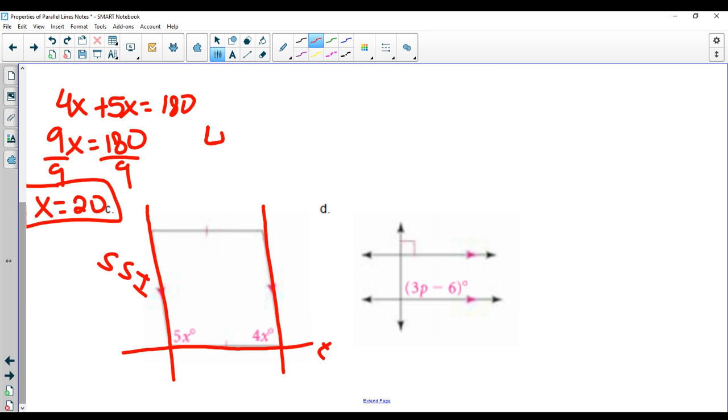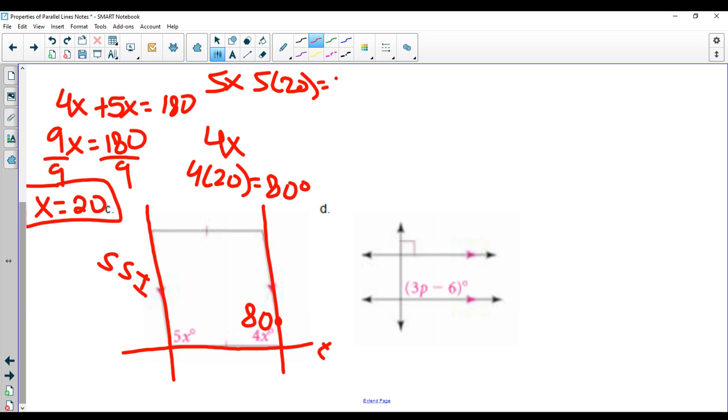Now we're going to plug it in. So 4x is going to be 4 times 20, which is 80 degrees. And then 5x would be 5 times 20, which is 100 degrees. And if we want to check ourselves, what's 100 plus 80? It's 180. So we did our work correctly. Right?